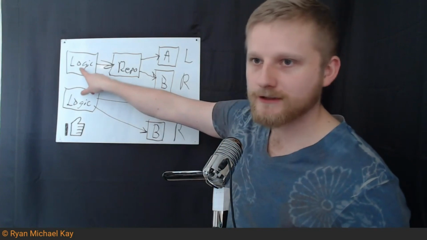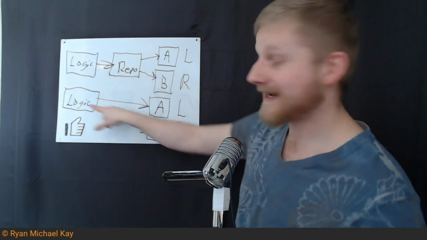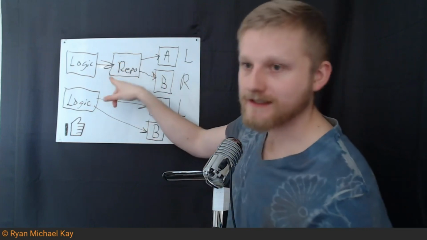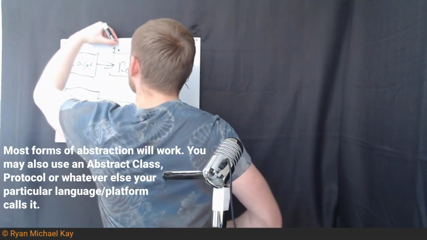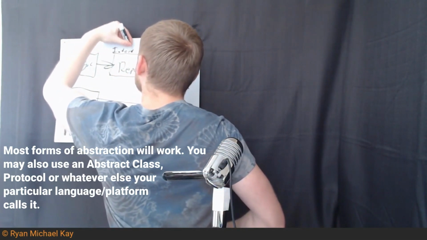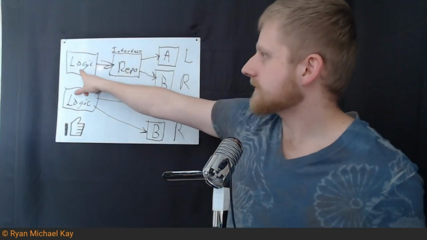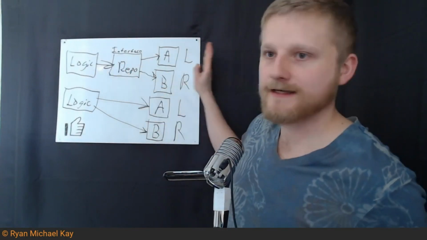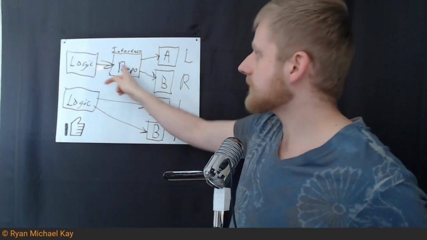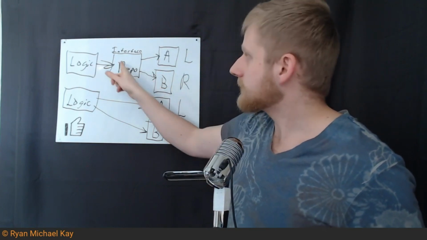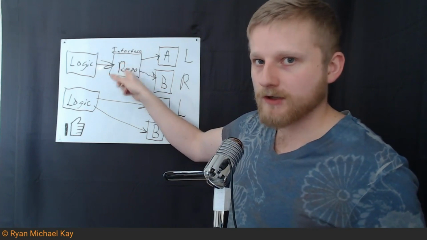So instead of having the logic class know what A and B are, it just has a repository. So this is an interface. So logic doesn't even know what's behind here. It has no idea. It doesn't know what dependencies this thing has. Okay? So what is the perfect example?